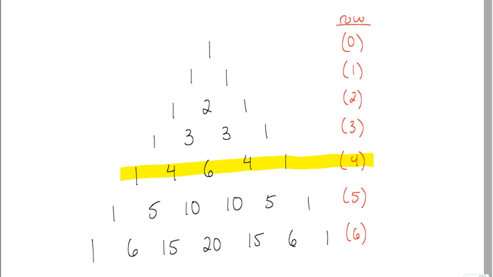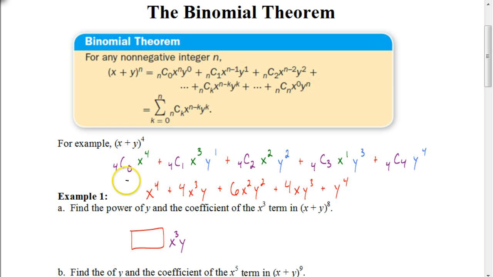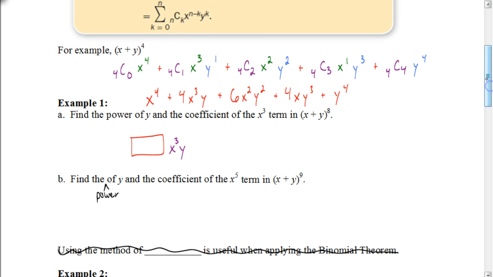This is actually going to be very useful to us, because now instead of having to go through that whole process of doing the 4 choose 0, the 4 choose 1, the 4 choose 2, I can just recognize that, oh, this is the fourth power, so my coefficients are going to be from the fourth row in Pascal's triangle. 1, 4, 6, 4, and 1. So that's going to save us some time. Let's use this binomial theorem to look at this next example.